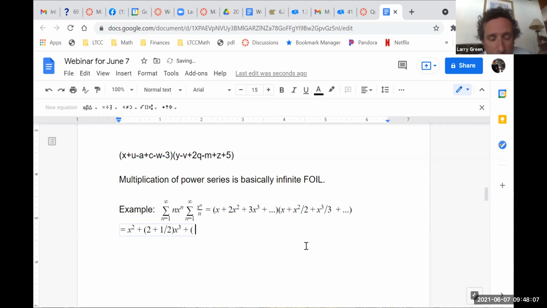So that's going to be 1/3. And then I can get a 2x squared times x squared over 2, which is a 1 x to the fourth. And then I can get a 3 x cubed times x, and that's plus 3 x to the fourth.